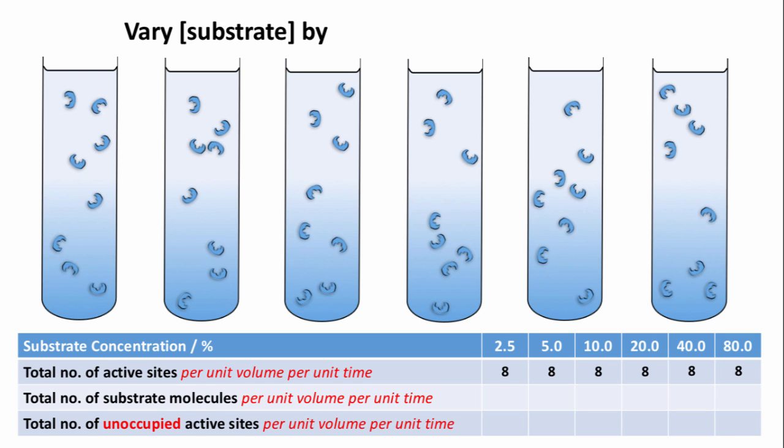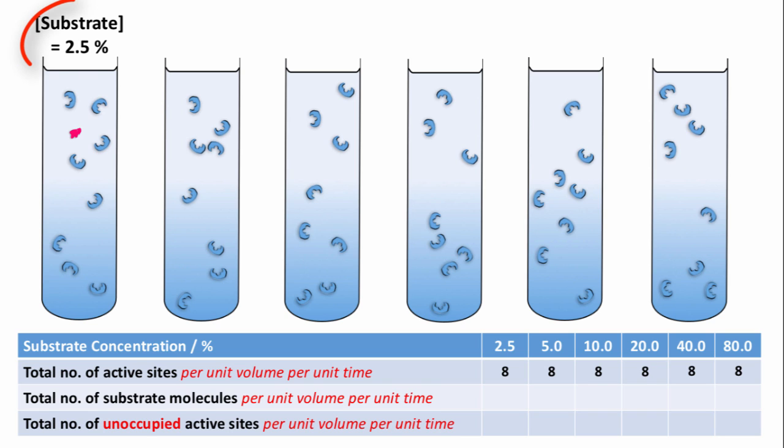If we were to vary, and we have 6 different test tubes here, we will put in 6 different concentrations. The first one, I'm going to use 1 molecule of substrate to represent 2.5% concentration. So if we were to double this concentration, instead of 2.5%, we go to 5%, then it is just multiplying this 1 substrate molecule by 2 substrate molecules. So as you can see here, there are 2 substrate molecules in the 5% substrate concentration test tube.